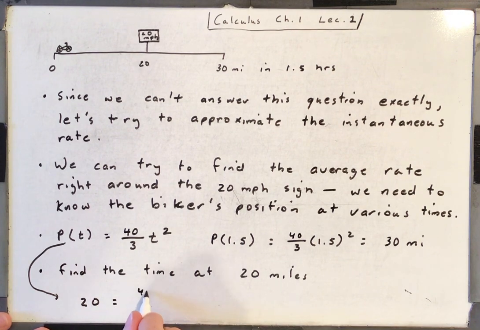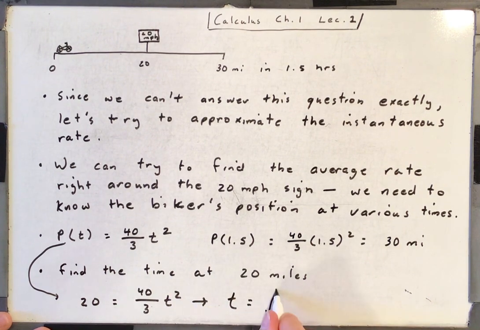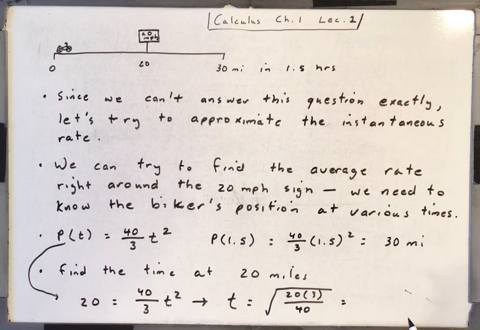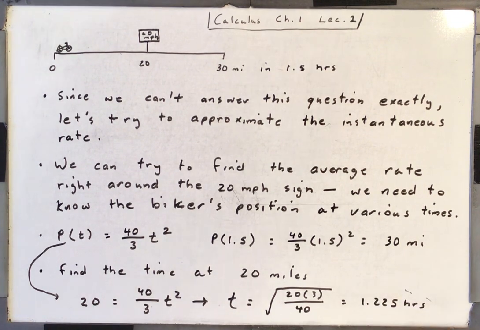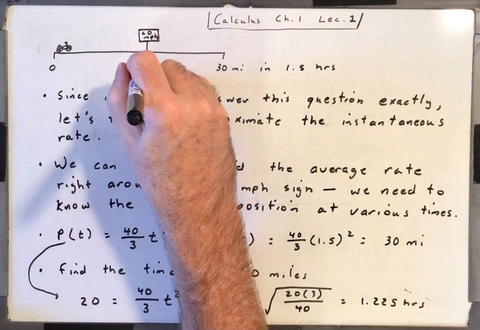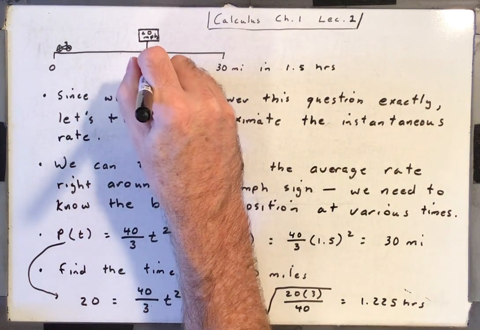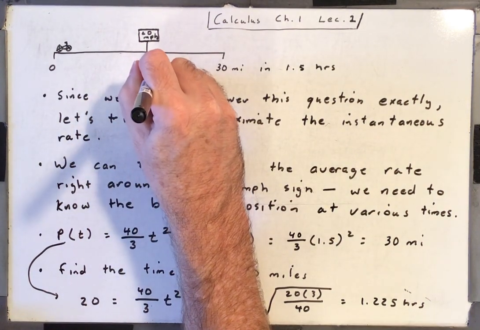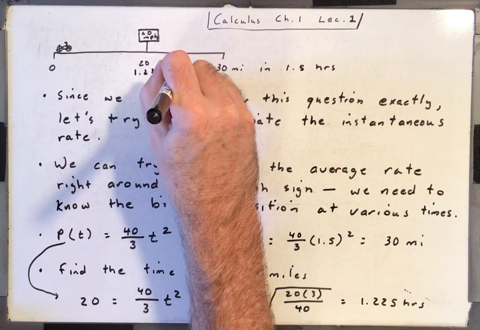So 20 is equal to 40 over 3 times t squared. Solving for t, that's going to be the square root, if we flip and multiply, of 20 times 3 over 40. Right? Square root of 60 over 40. And that is 1.225 hours. That's what your calculator will say. So we know at the 20 mile an hour sign and 20 mile mark, it's 1.225 hours.